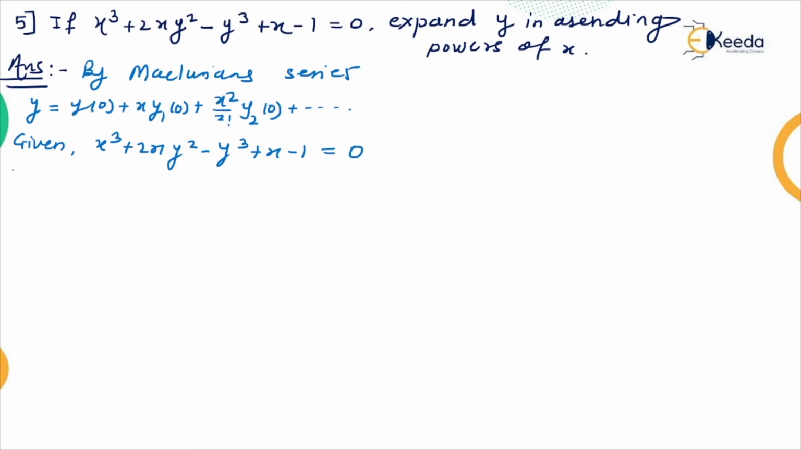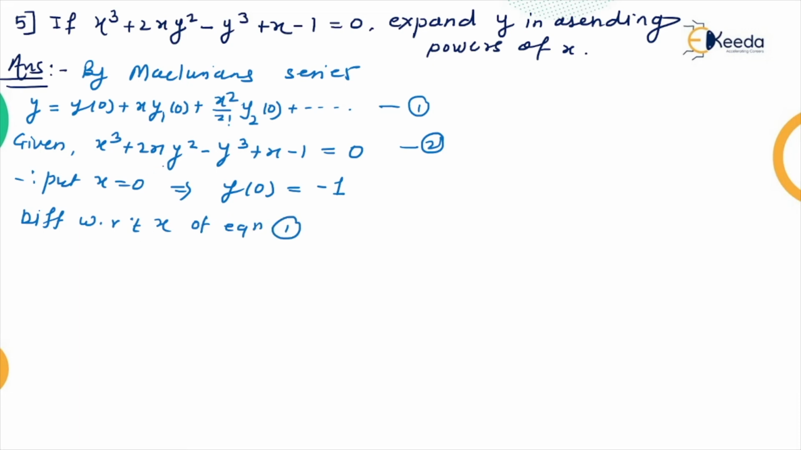So this is y, guys. Therefore, putting x equal to 0, we get y of 0 is clearly minus 1, right guys? Putting x equal to 0, we get minus 1. Y of 0 is minus 1. For consideration, we call this equation number 1 and this equation number 2. So now I am differentiating equation 2 with respect to x.